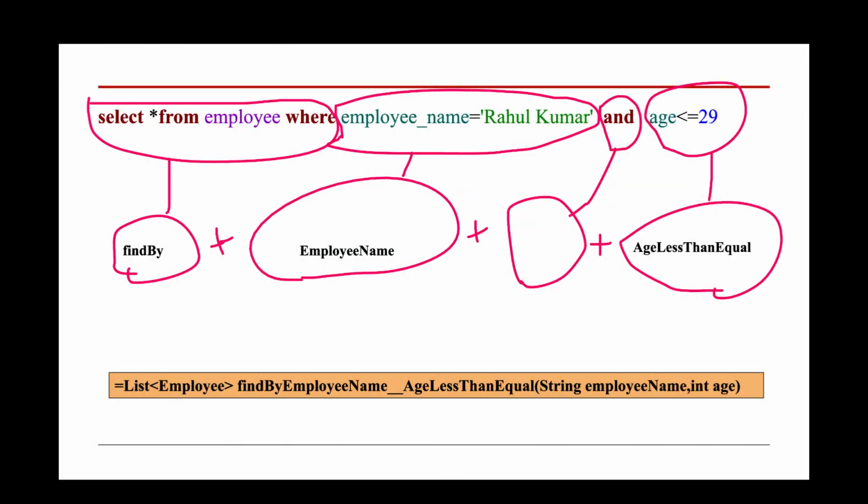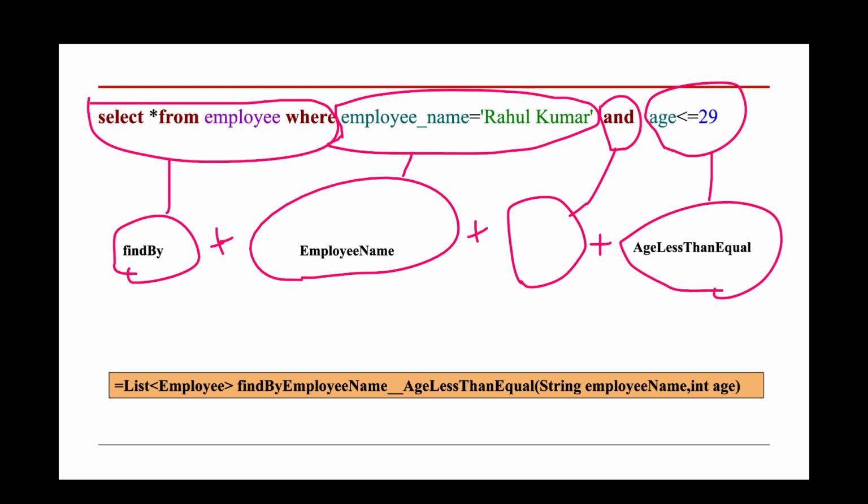Alright guys, let's connect the dots step by step. If you remember from the last two videos, select asterisk from where becomes findBy. Filtering by employee name becomes EmployeeName. The age filter shown on screen becomes AgeLessThanEqual. So if we just stitch these together, it looks like findByEmployeeNameAgeLessThanEqual.